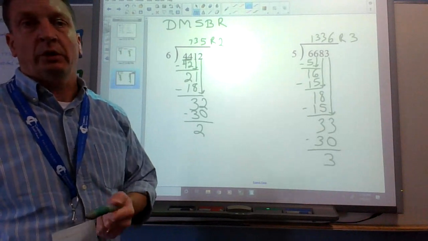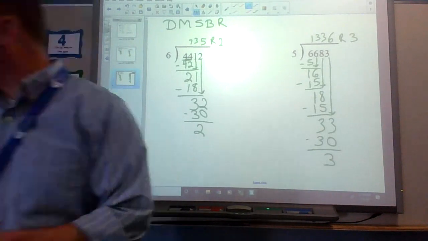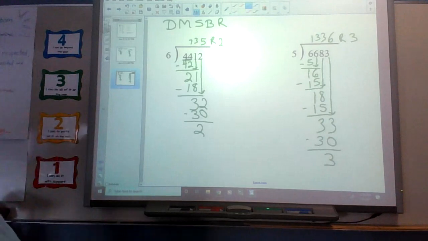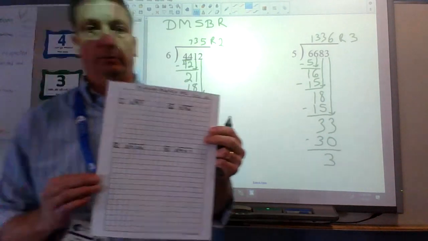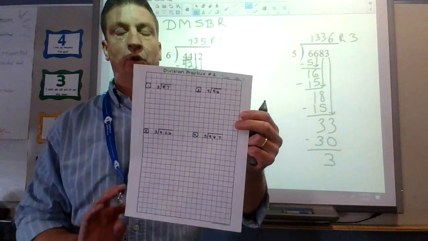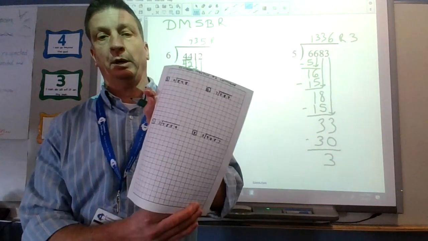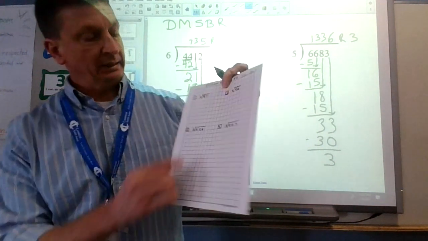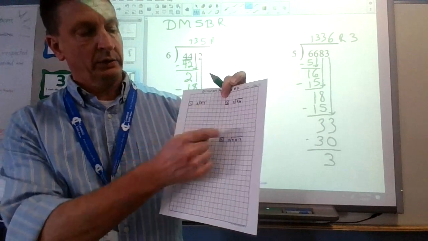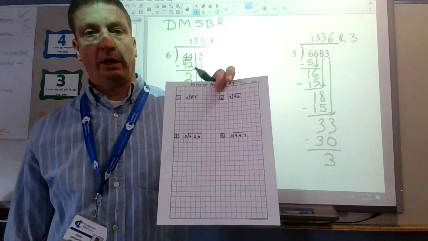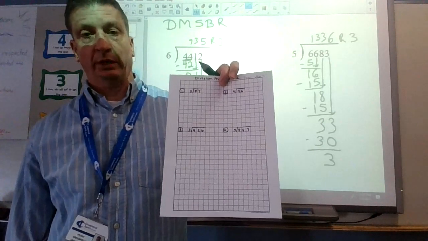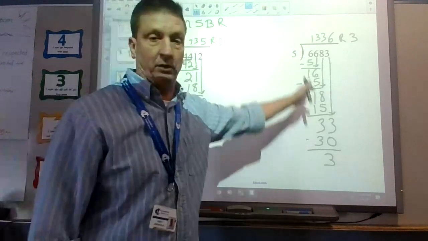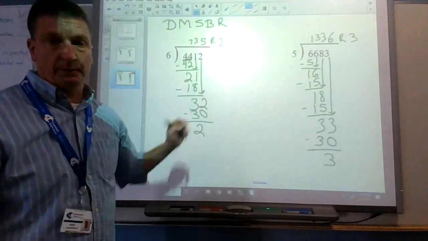Okay, so I want you to give this a try today. You're going to have an assignment that looks like this in your bundle. It's going to have 4 problems on the front, 4 problems on the back. As you can see, everything is drawn out in boxes for place value, so that you're able to keep everything all lined up like we did here.